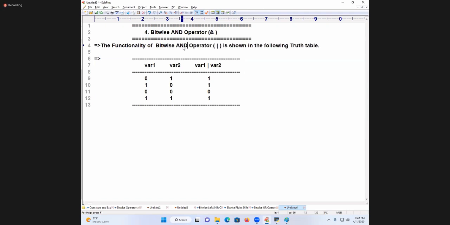The functionality of bitwise AND operator is shown in the following table. How does the AND operator work earlier? In the same manner, that is true and false. This is called zeros and ones. But don't remember that. Don't try to answer. That is different, because I showed you logical OR. Bitwise OR is completely different from logical OR.